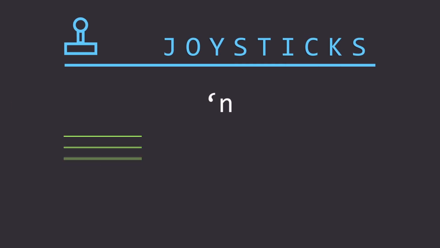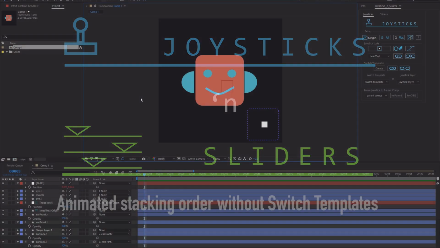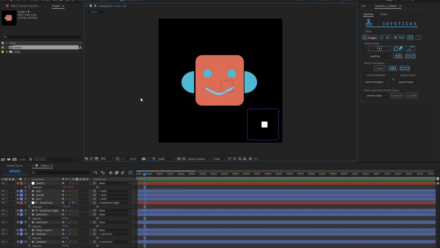Hi, this is Mike, and I want to show a better solution to animating stacking order with joysticks and sliders that does not involve using switch templates. Switch templates are very powerful if you want to have something with a whole bunch of different iterations for different positions of the joystick, but for animating stacking order, it's a bit of an overkill of a solution. So I'm going to show you a simple way to do it.